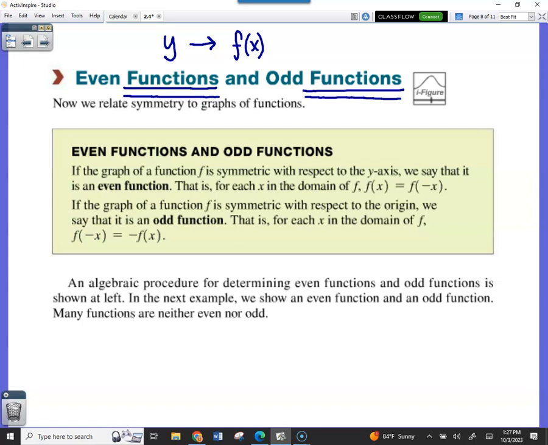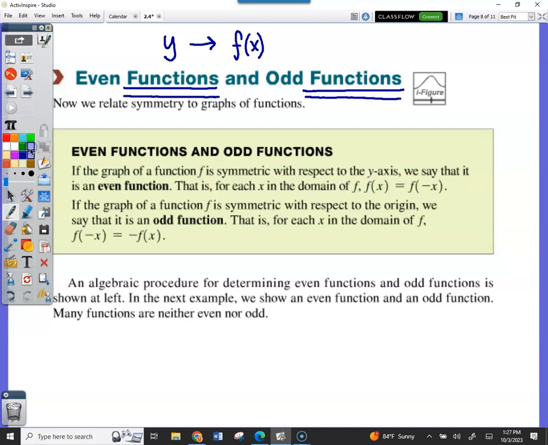Okay, a couple of things to highlight here. Even functions and odd functions. If the graph of a function is symmetric with respect to the y-axis, then we call it even. So if it has symmetry to the y-axis, it's called even. Symmetry to the y-axis, we call it an even function. If it has symmetry to the origin, we call it odd.